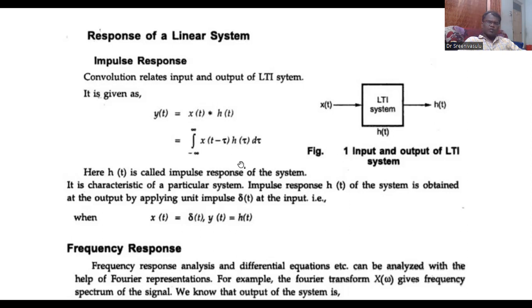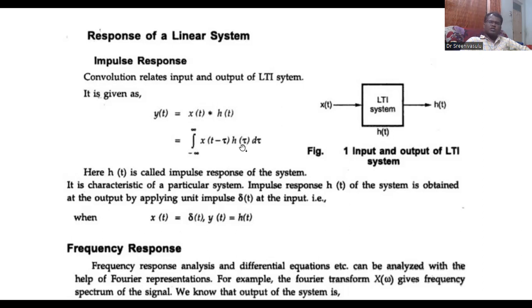Now I'm applying to this LTI system the input as an impulse. So x of t is equal to delta of t. Impulse means delta of t. You know about delta of t. Delta of t exists only at time t equal to 0 and it is 0 otherwise. So the input for this LTI system is delta of t.